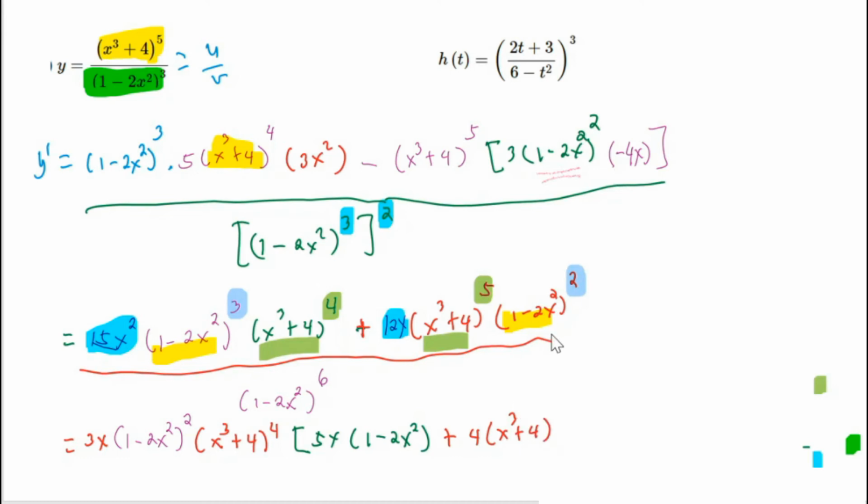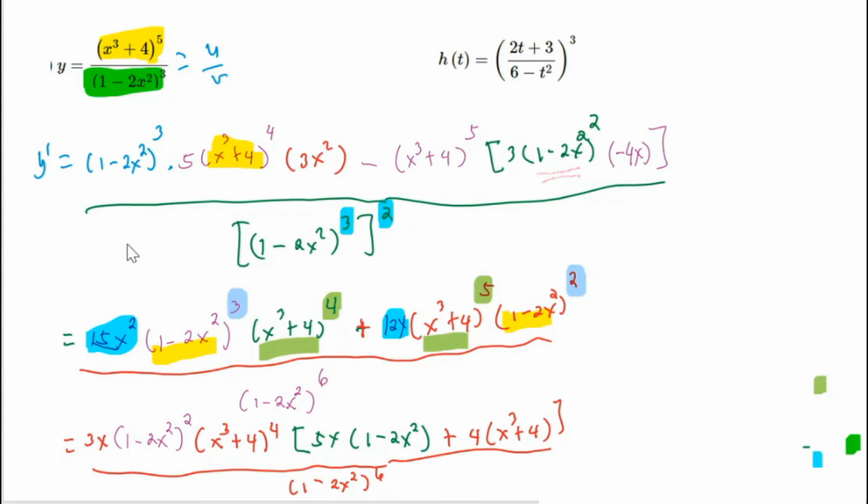And the next term here, we have the square of 1 minus 2x squared, and we also have here the square of 1 minus 2x squared. Since they are the same, the result is just equal to 1, then no need to write 1. Then I'll copy the overall denominator, which we simplified earlier already. So we have now the quantity of 1 minus 2x squared to the power of 6.